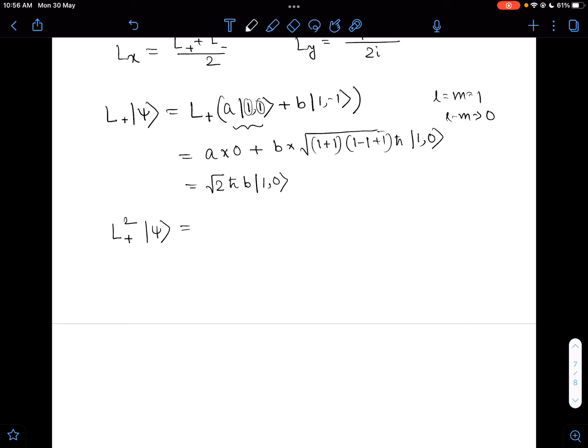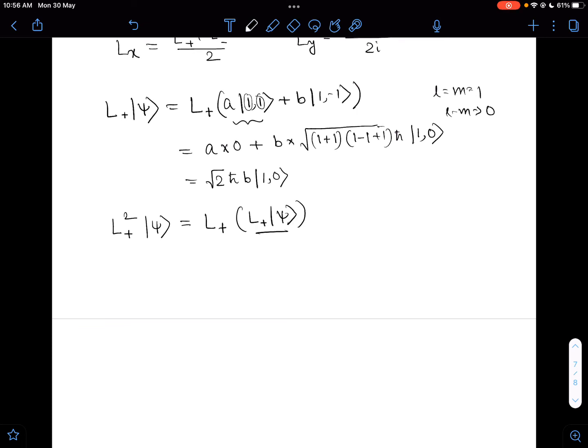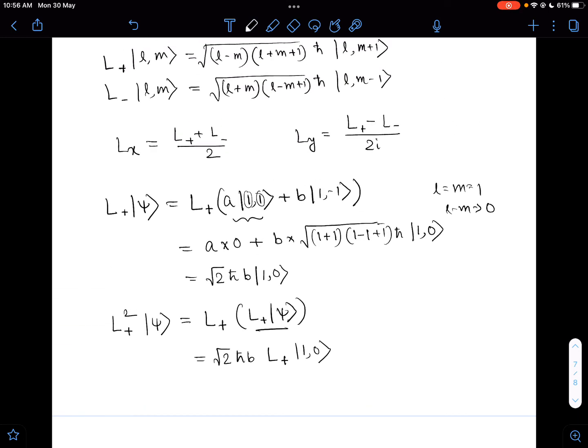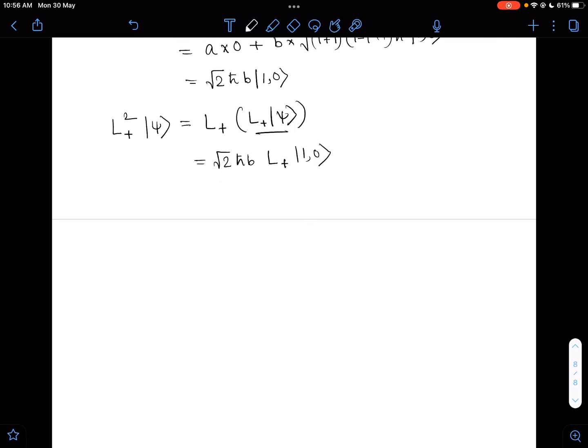And what is the effect of L plus squared on psi? L plus squared on psi means L plus acting on L plus psi. L plus psi we have got to be root 2 h cut B|1,0>, and L plus acting on |1,0> again gives root under 2. So we have 2 h cut square B|1,1>.